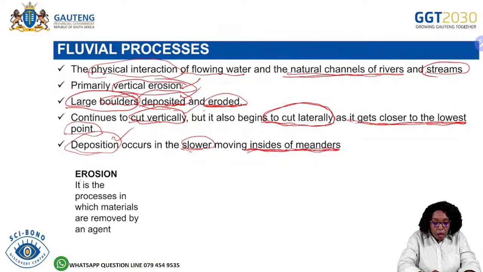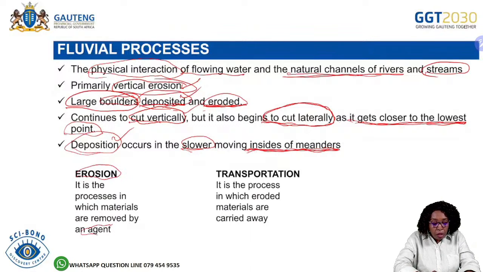We are looking at the erosion process. So it is the process in which materials are removed by an agent. An agent can be water in this case, because we're talking fluvial, which refers to the river. So the process whereby material is removed from its surface by water, that would be due to the process of erosion. And then the other process that is responsible for these fluvial processes is transportation. So here now we've got transportation of the eroded material. It is the process in which the eroded material is carried away.